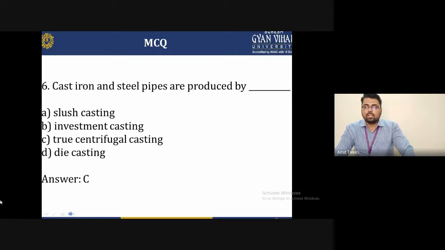The sixth question is: cast iron and steel pipes are produced by which process? The options are A slush casting, B investment casting, C true centrifugal casting, and D die casting. The correct answer is true centrifugal casting. Cast iron and steel pipes are produced with the help of true centrifugal casting.